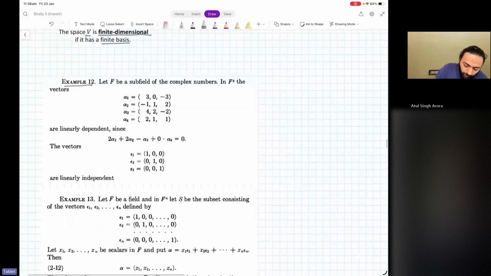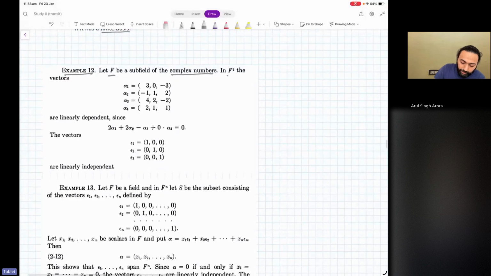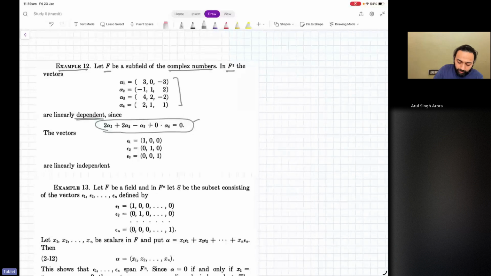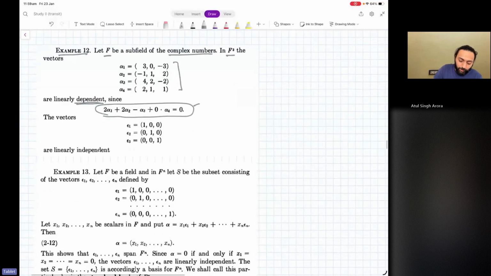Right, so let's go through example 12. Example 12 says that let F be a subfield of complex numbers. In F3, let's consider these vectors. You can see the vectors, and the claim is that these vectors are linearly dependent because it turns out that they satisfy this equation. So if you take 2 times alpha 1, whatever this equation is, you'll get 0. I don't even want to put it as homework. This is something you can check.